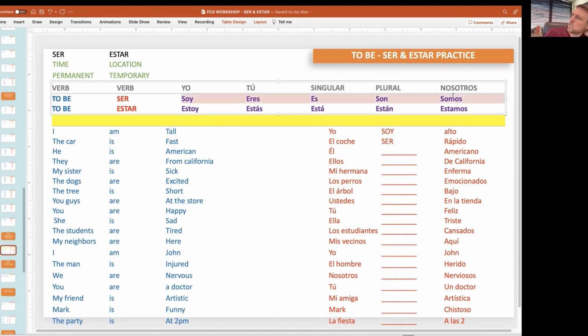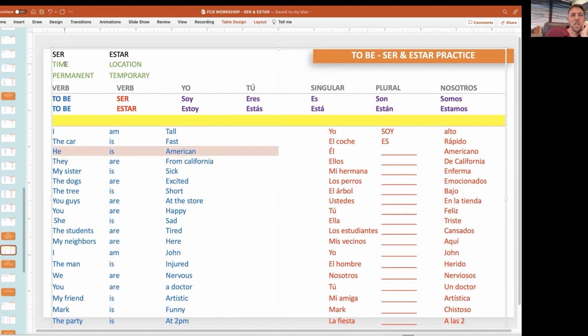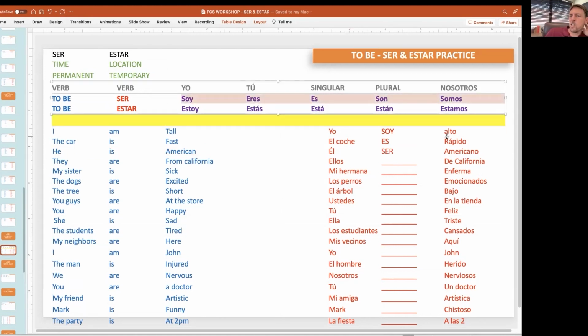Now, how do you conjugate it? Is it soy, eres, es, son, or somos? All right. It's not yo, it's not tú, it's singular. So it's es. El coche es rápido. He is American. All right. First, the rules. Is it time or location? No. Is it permanent or temporary? Yes, it's permanent. So permanent is ser. And then is it soy, eres, es, son, or somos? Yo, tú, singular. Yes. He is. Es.